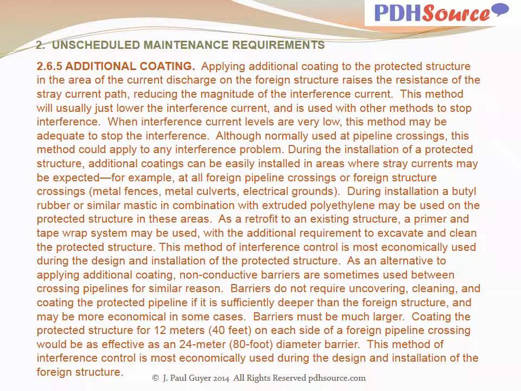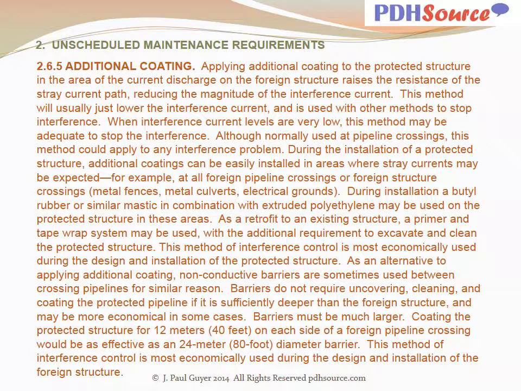As an alternative to applying additional coating, non-conductive barriers are sometimes used between crossing pipelines for similar reasons. Barriers do not require uncovering, cleaning, and coating the protected pipeline if it is sufficiently deeper than the foreign structure, and may be more economical in some cases. Barriers must be much larger.